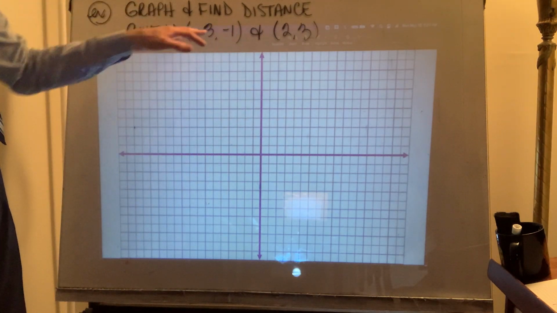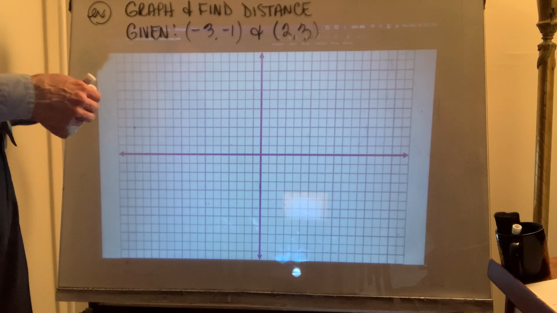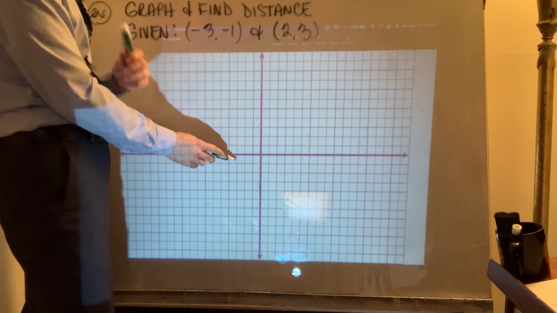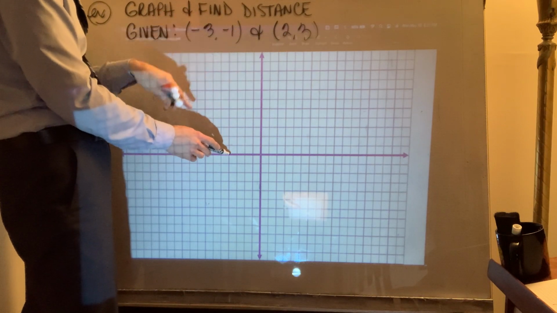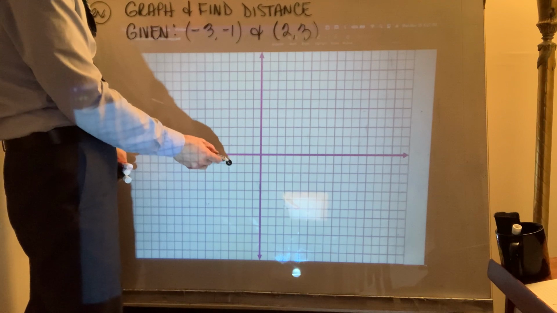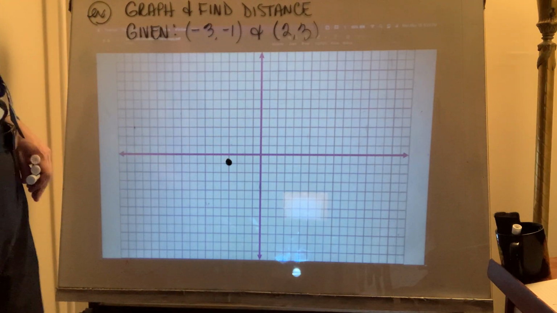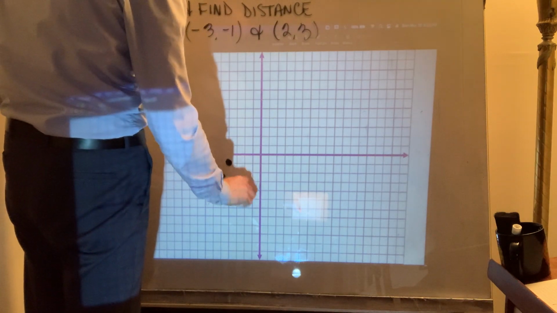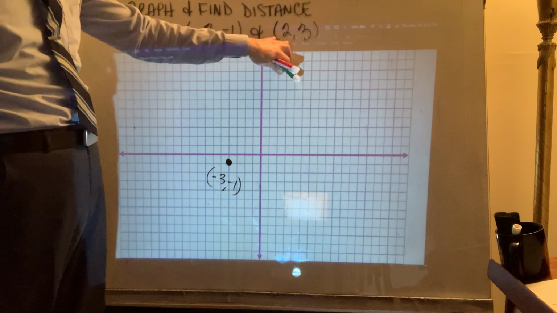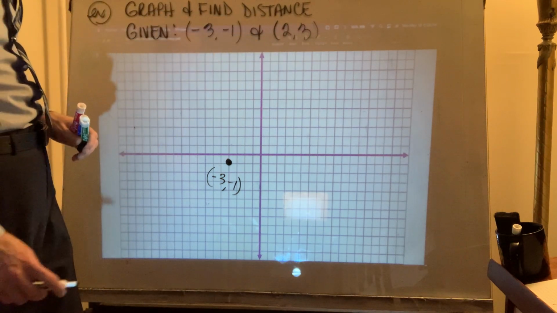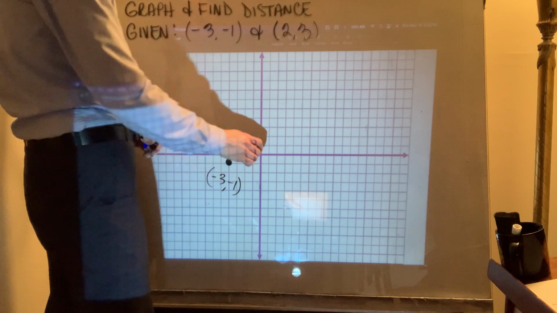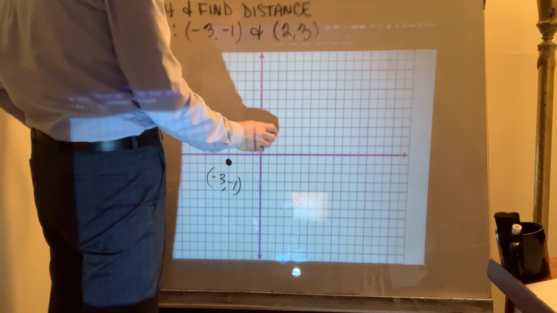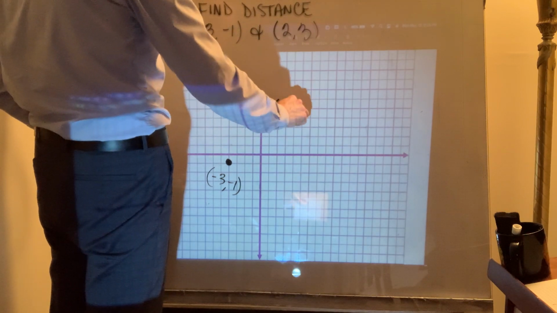So if you do this one, -3, -1, you start at the origin, go over 3 spaces, resist the temptation to make a mark until after you've gone the y amount. If it's -1, you go down 1, so you're going to put a dot right there. And then you could label it if you'd like. Sometimes that's cool to do. And then over here, you could do the second point, so go back to the origin and count over +2 is the right direction, so 1, 2. And then up 3, 1, 2, 3, put it up there, and then you have that.